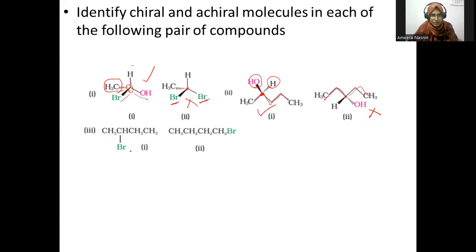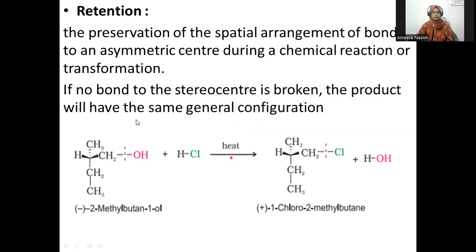And in this example, this molecule is chiral because this carbon is chiral, where one group attached is this hydrogen, the second group is this ethyl group, then this bromine, then this methyl group. So all four groups are different. So this is a chiral molecule. But in this case, there is no carbon in which all four groups are different. So this is an achiral molecule.